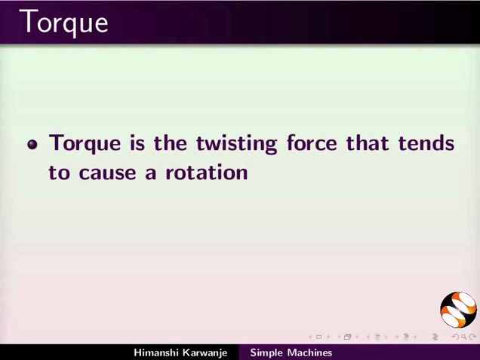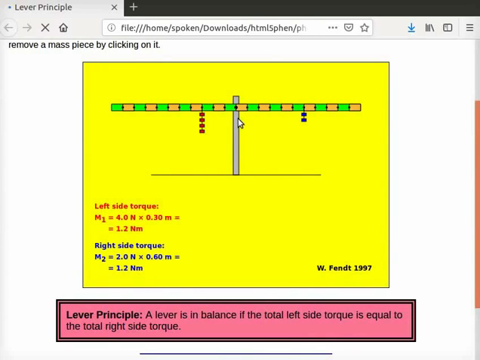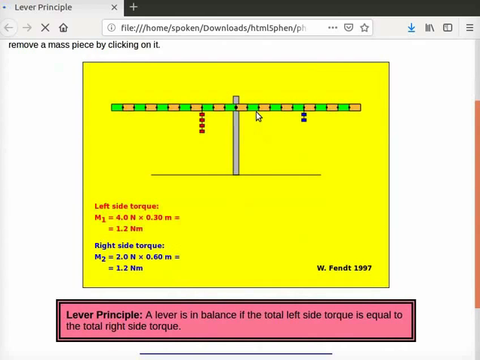Torque is the twisting force that tends to cause a rotation. The point where the object rotates is the axis of rotation. In the app, fulcrum is the axis of rotation. We can calculate the torque using the formula tau equals to F into R perpendicular. Green and orange rectangles indicate perpendicular distances.